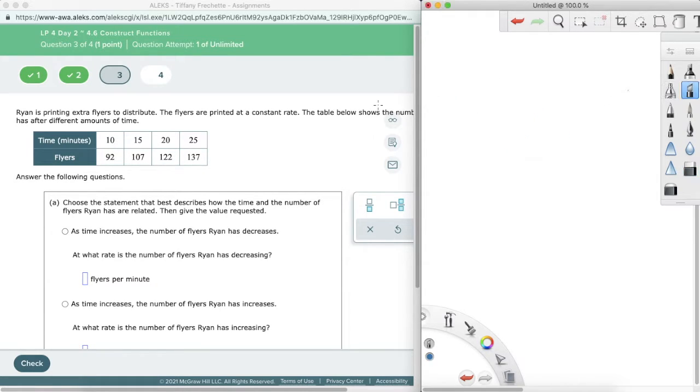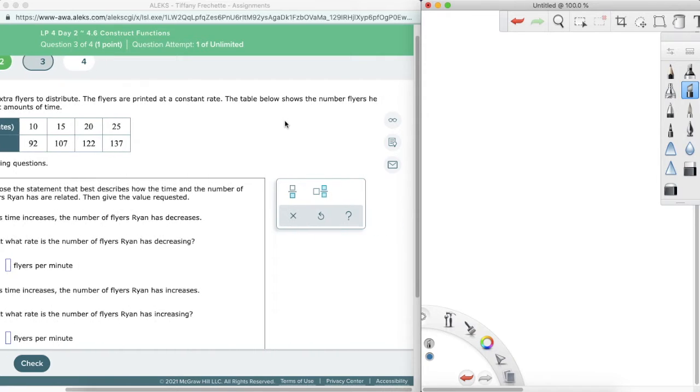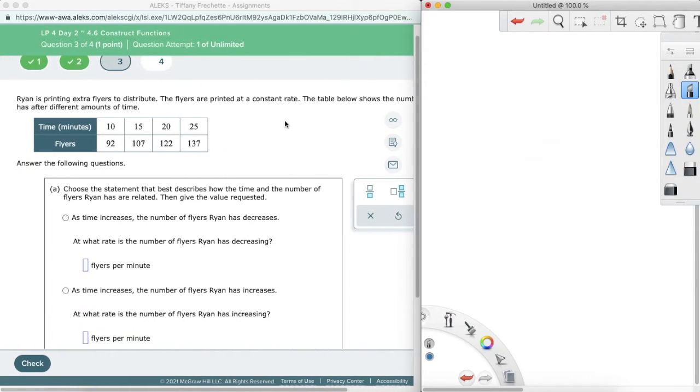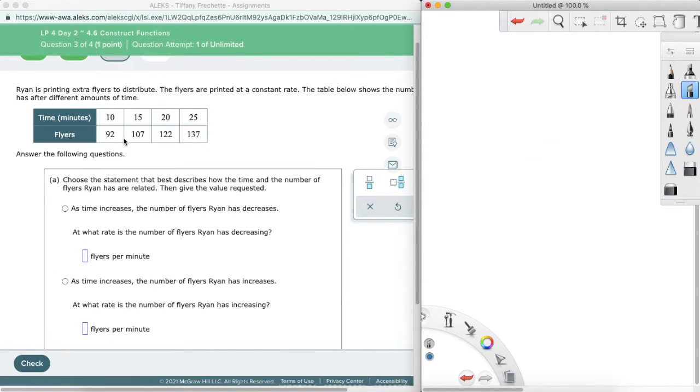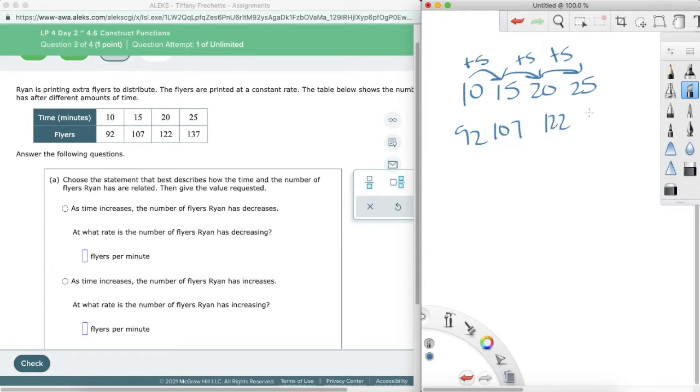So Ryan is printing extra flyers to distribute. The flyers are printed at a constant rate. The table shows the number of flyers he has after different amounts of time. So we have 10, 15, 20, 25, and this is minutes, so it makes sense that it's increasing. Time is generally increasing, right? We don't just have time standing still. So this is going up by 5 minutes each time. And then he had 92 flyers, 107 flyers, 122 flyers, 137 flyers.